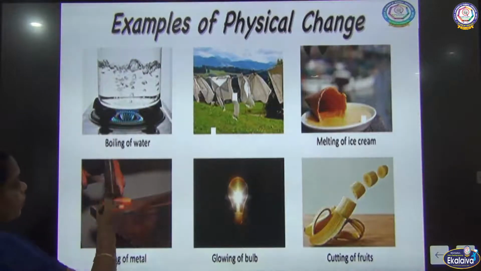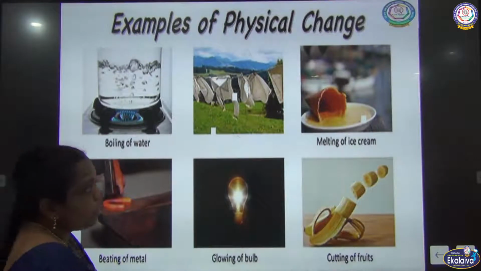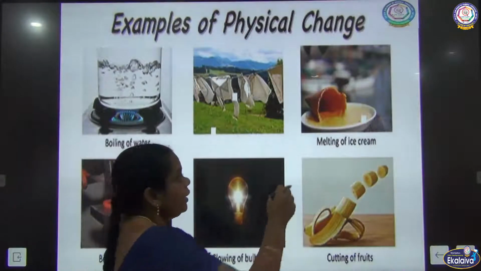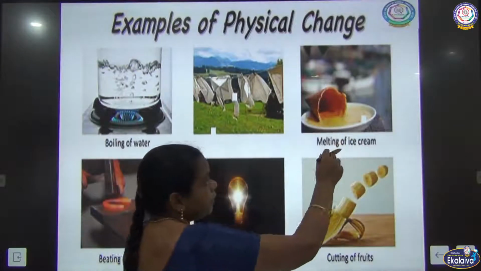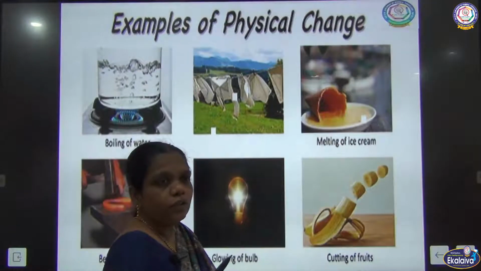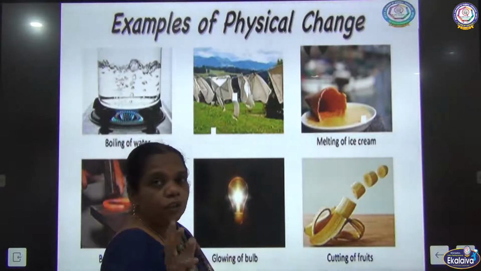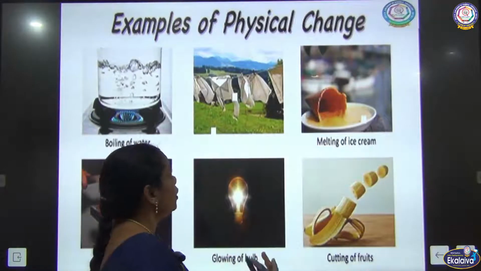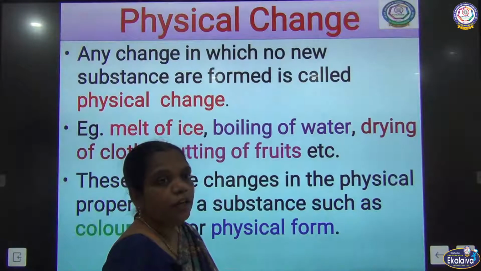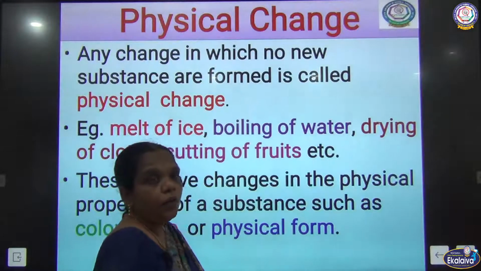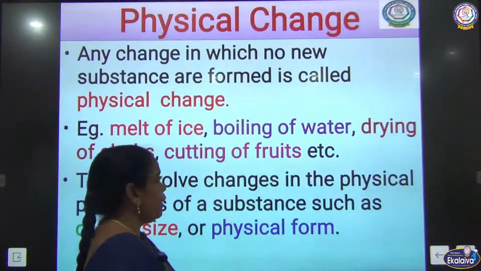So there is no change in the substance. When ice cream melts, there is no change in the substance, only the molten state of the ice cream. And if you dry the clothes, there is no change in the shape or color of the dress. Only the dress becomes dry.